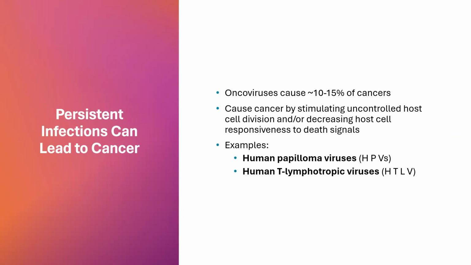Many of these persistent infections can lead to cancer. They are called oncoviruses. About 10 to 15% of all cancers are caused by oncoviruses. They basically stimulate uncontrolled host cell division, and they decrease the host's ability to detect when they need to stop dividing. This is stuff like HPV, human papillomavirus, and HTLV, human T lymphotropic viruses.